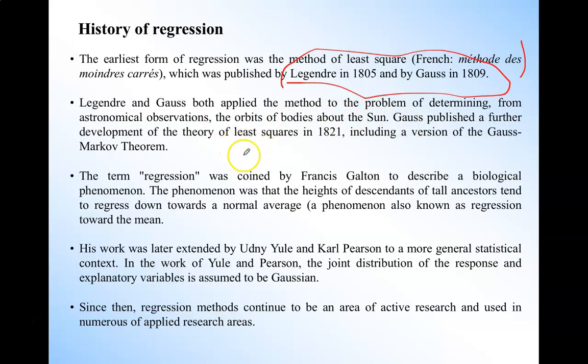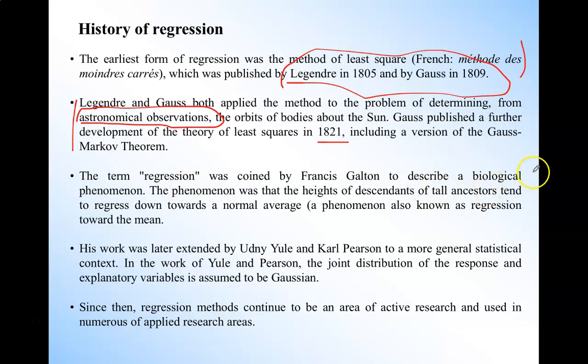a development of the theory of least square in 1821, which included a version of the Gauss-Markov theorem, which we still use today as a basis of the regression function. The theorem, we still use it today. We also use it in any statistical regression function. So that's the basis, where it started from. They looked into the astronomical observation of the orbit around the sun, so they estimated in order to explain such a phenomenon.